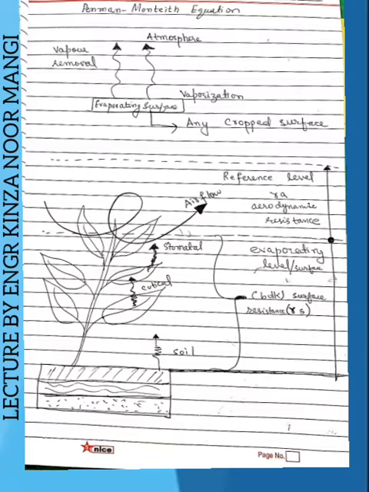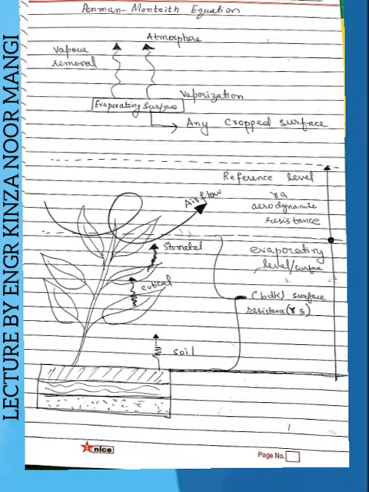cuticular and stomatal resistance occurring in bulk would be called the surface resistance and denoted by Rs. And that would be known as the evaporating surface. This is the resistance combined: the stomatal resistance, cuticle resistance, and the resistance due to the less availability of water in the soil. That hindrance, collectively or in bulk, will be called surface resistance.